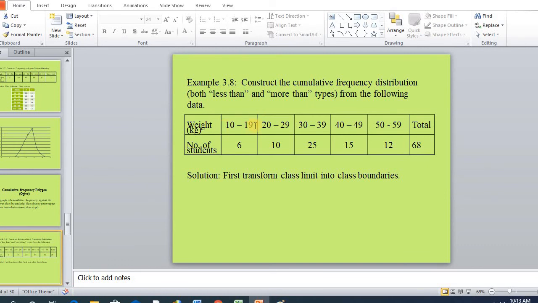These are the data: 10, 19, 20, 29. These are the class limits, and these are the number of students in a particular class. First transform the class limits into class boundaries.